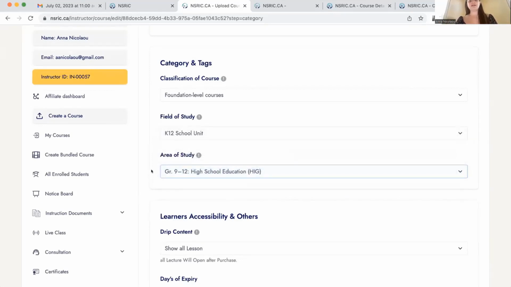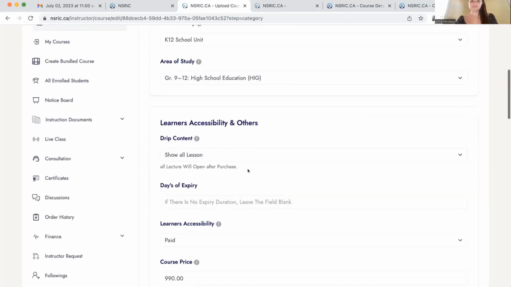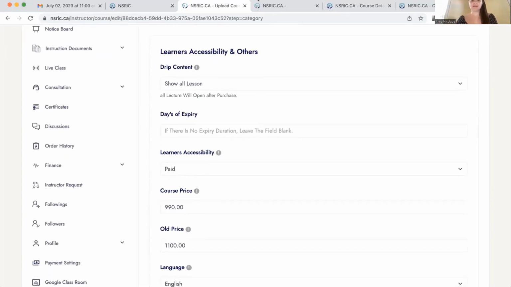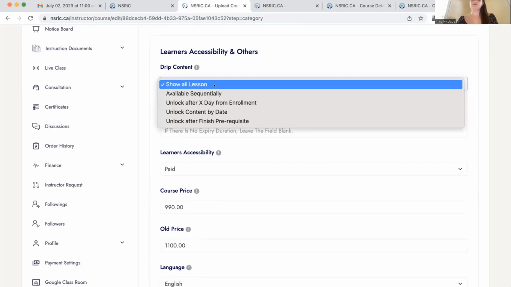And this one is definitely high school. This is a grade 9 class, so we would say high school. Then it says learners, accessibility, and others. So here, there are different options you can choose.